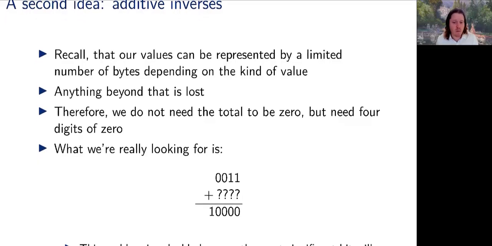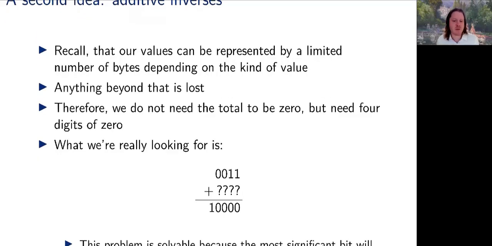In this case, what we're really looking for is what binary value can we add to 3 to get 4 bits of 0. Because if we're using an integer representation that only has 4 bits, right? And anything beyond that is lost.